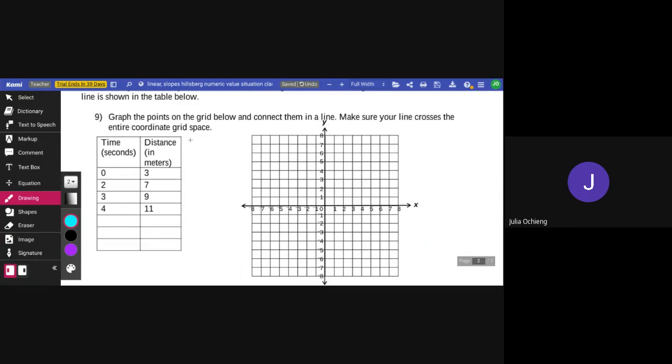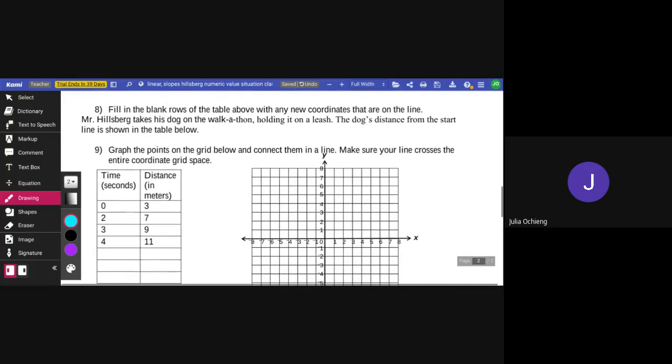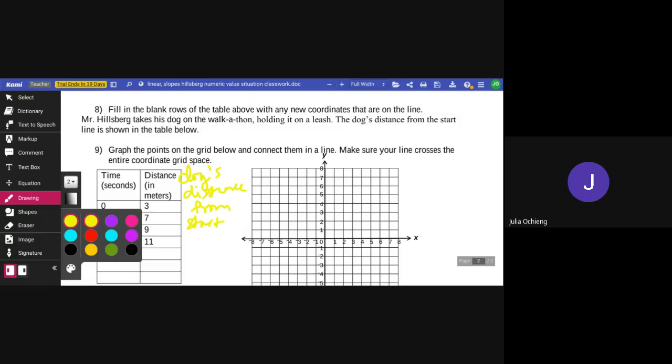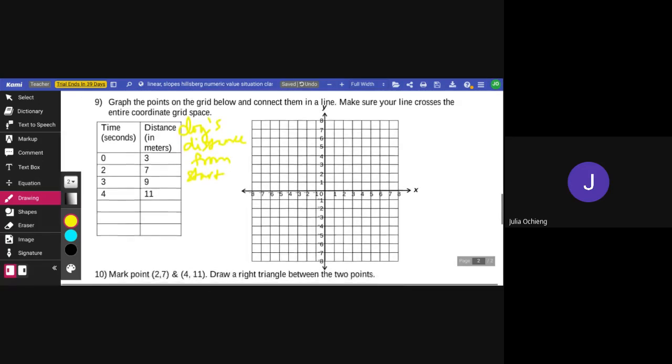All right, so next graph. This is a new problem, but very related. Mr. Hillsberg now takes his dog on the walkathon, holding it on a leash. The dog's distance from the start line is shown in the table below. So this graph down here is the dog's distance from the start line of the walkathon. Graph the points on the grid below and connect them in a line. Make sure your line crosses the entire coordinate grid space.